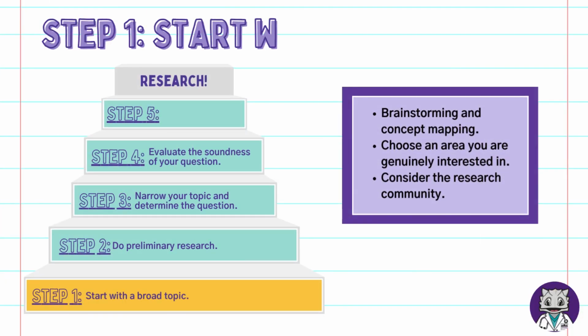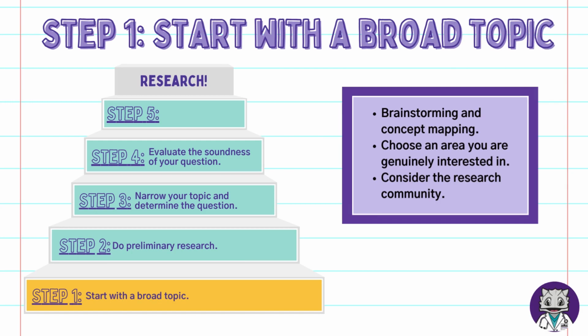Step 1 of determining a research question is starting with a broad topic. You can do this by brainstorming and concept mapping. You will also need to choose an area that you are genuinely interested in. Your interest will affect your motivation level throughout your research. Remember to consider interests being addressed by the research community, as it may affect your paper's chances of getting published.